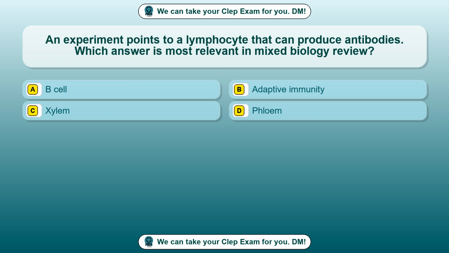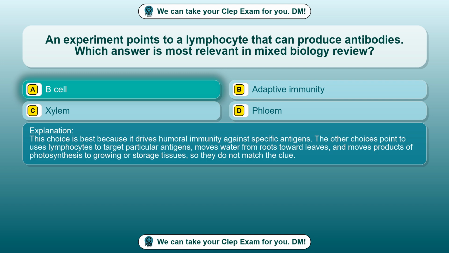Question 38. An experiment points to a lymphocyte that can produce antibodies. Which answer is most relevant in mixed biology review? Option A, B cell. Option B, adaptive immunity. Option C, xylem. Option D, phloem. The correct answer is option A, B cell. This choice is best because it drives humoral immunity against specific antigens. The other choices point to uses lymphocytes to target particular antigens, moves water from roots toward leaves, and moves products of photosynthesis to growing or storage tissues, so they do not match the clue.